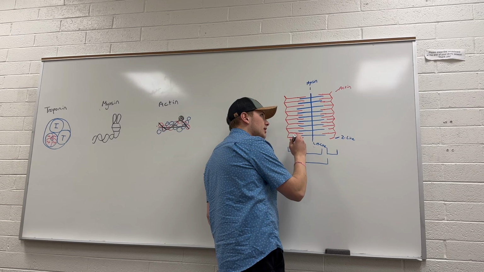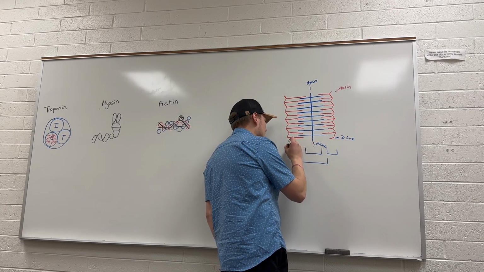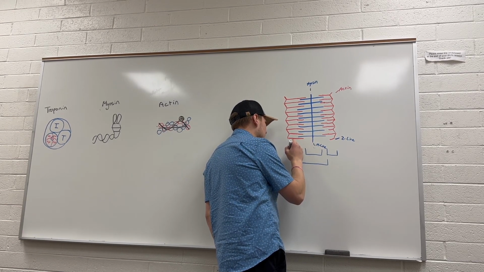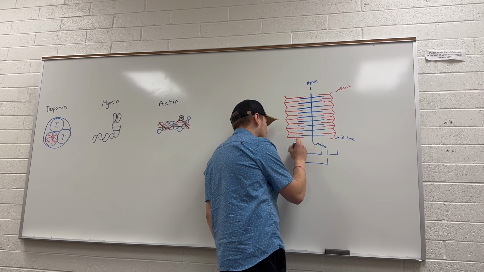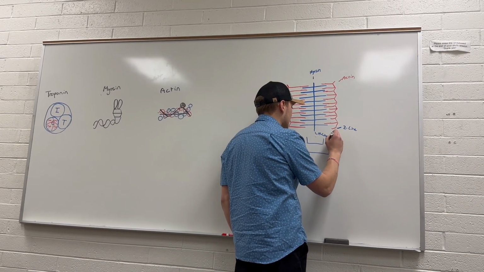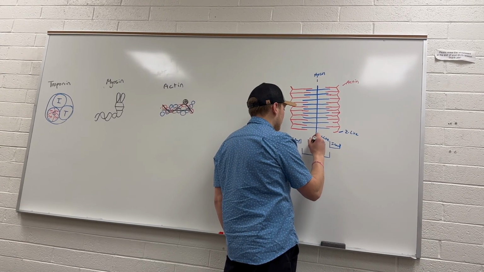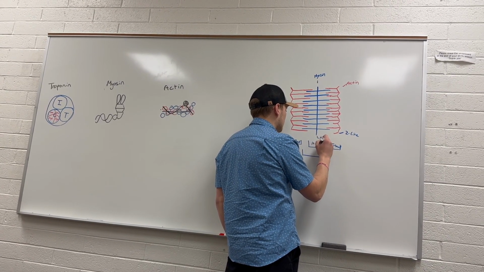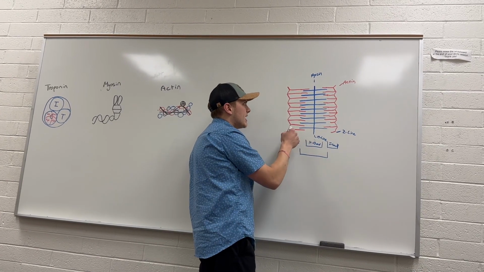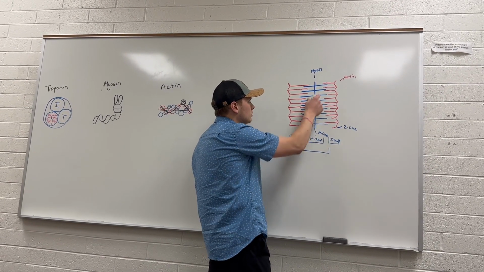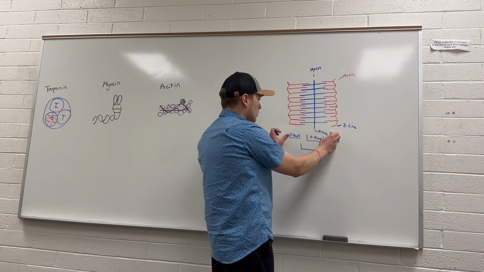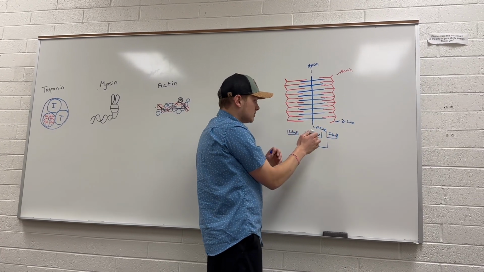Let's see, is it H or I? I band. And then over here, again, there's also the I band. And in the middle, we have the H band. So the I band only includes the actin filaments, and the H band only includes the myosin. So both of these grow and shrink with contractions.